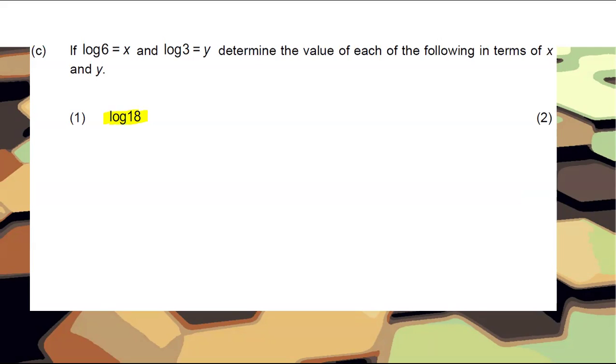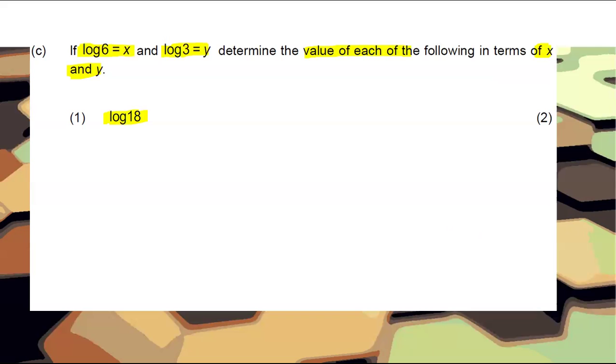They want us, if log of 6 is equal to x and log of 3 is equal to y, to determine the value of each of the following in terms of x and y. We are given 18 here. All you have to do is make sure that you express 18 using 6 or 3. But because this is a log and we are trying to apply log laws, you need to remember exponential laws, and then this will be easy for you.